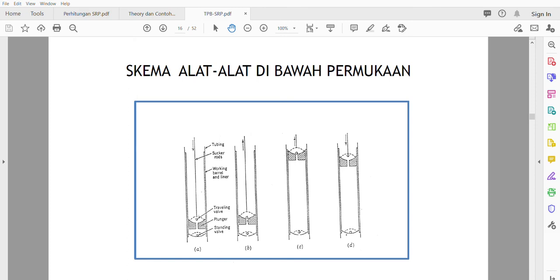And this is how it works. I have a public video that I would like you to see. This one shows when it moves down, the traveling valve. So this whole thing here is called the pump barrel. And this is the traveling valve, and this is the standing valve. And then another one is the plunger. This thing is the plunger. So if it is moving down, the traveling valve will open, so the liquid is coming into the tubing. And then when it moves up, the traveling valve will close, and the liquid goes inside the barrel. As it moves up, the liquid will go up to the surface.